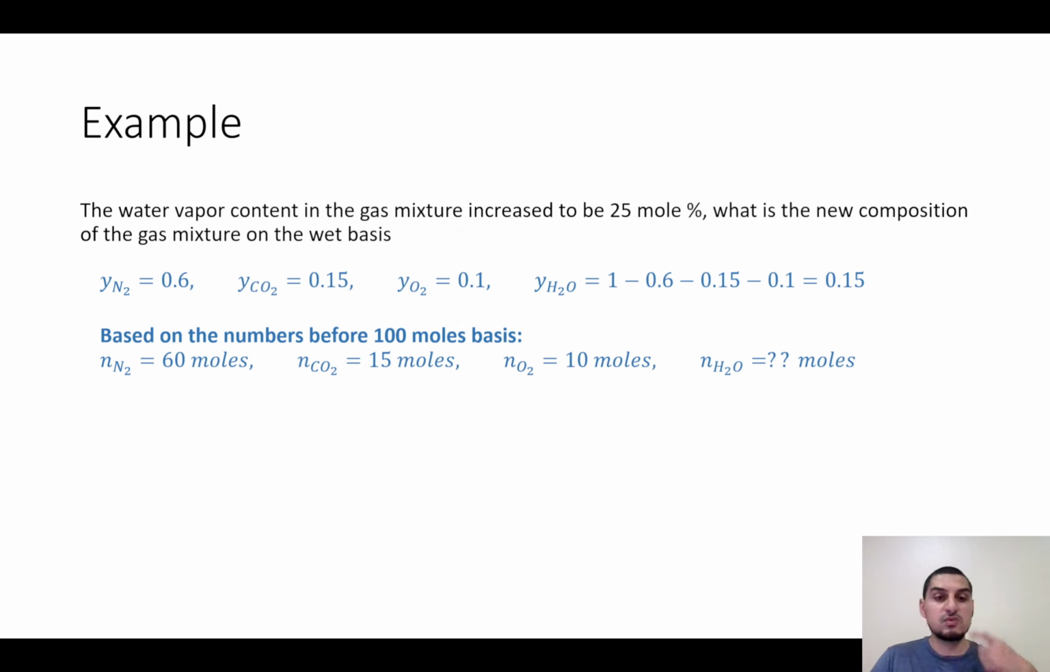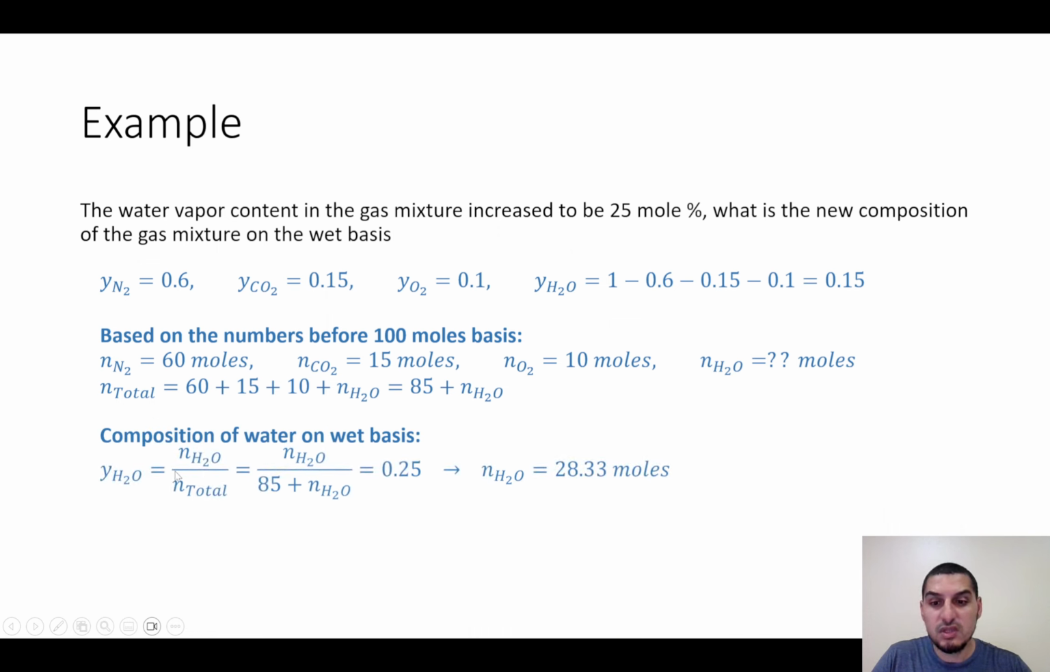So what we can do is calculate the total number of moles as a function of the new number of moles of water. So it's now 85 plus the new number of moles of water, and now we can use the definition of the mole fraction, which is this 25%. So the 25% is the number of moles of water divided by the total number of moles, which is 85 plus the new number of moles of water, equal to 0.25. So this is a very easy equation to solve. So now we can calculate the number of moles of water to be 28.33.